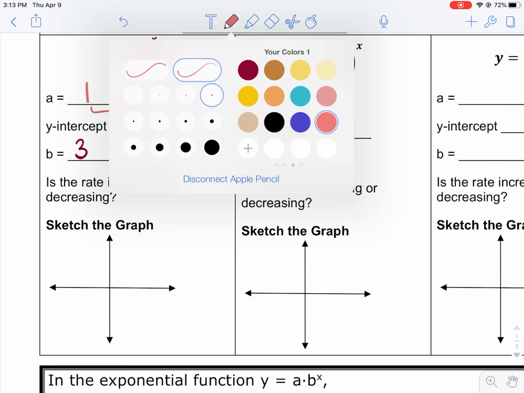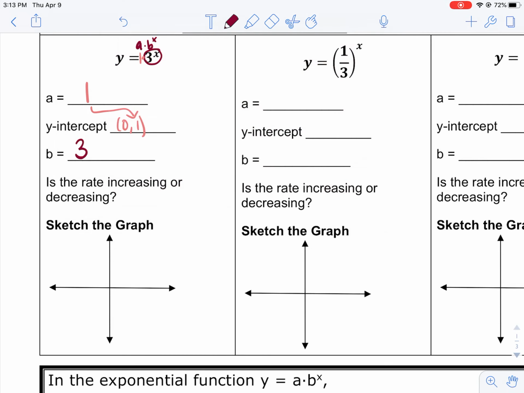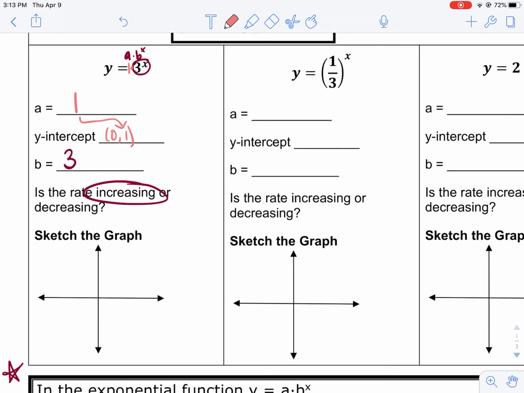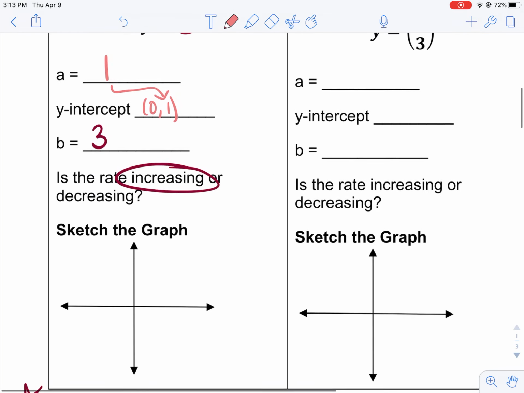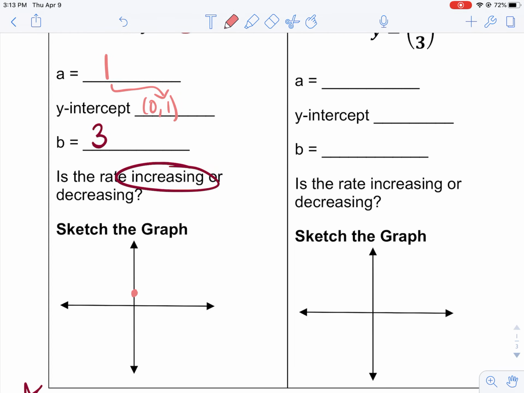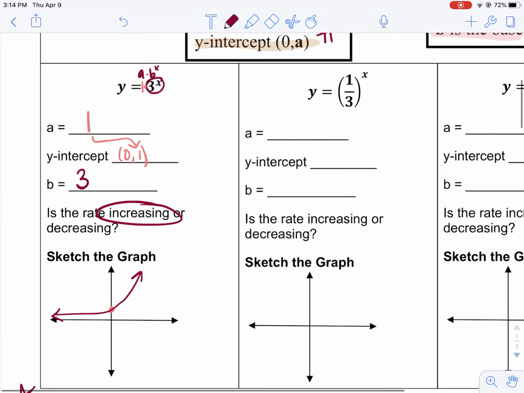So if this b value is 3, this is going to be increasing. We're going to sum it up down here at the bottom. So for right now, you just have to go with it. So my y-intercept is 0, 1. And my b value is 3, meaning it's going to be increasing. So this is what an exponential graph is going to look like.